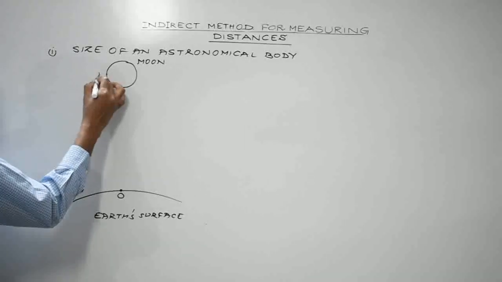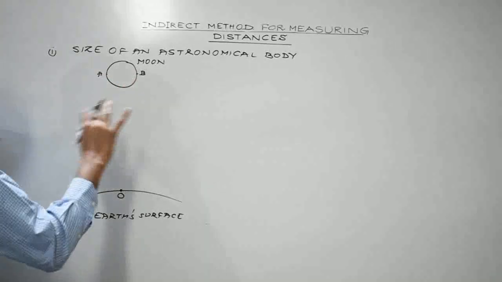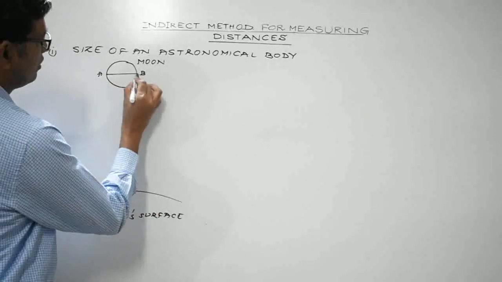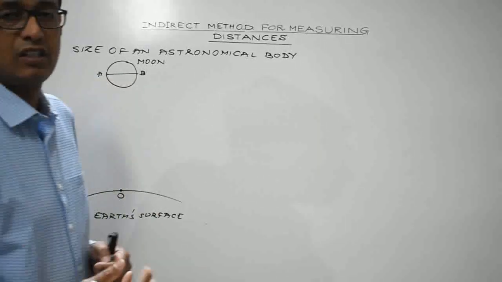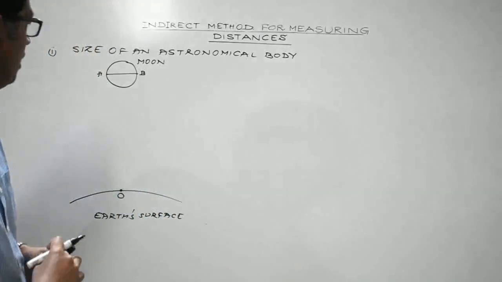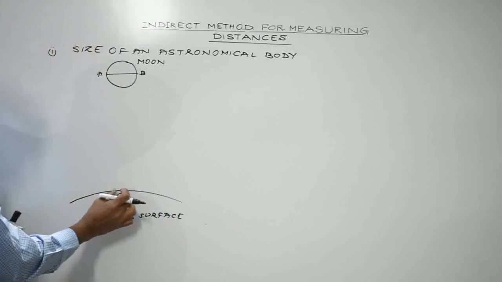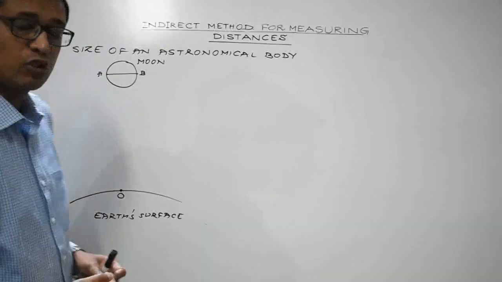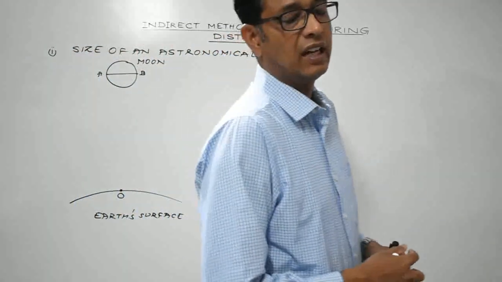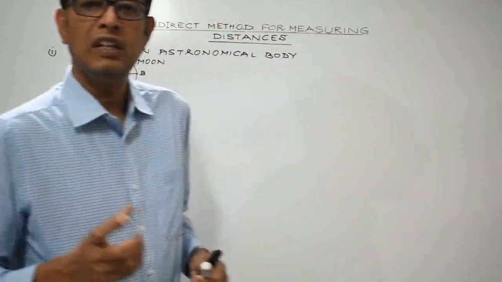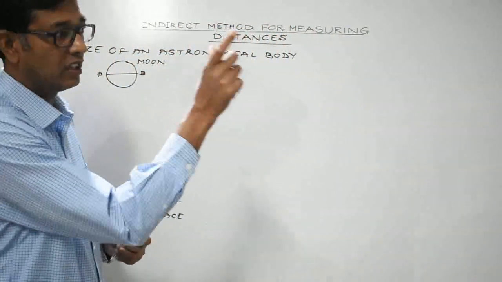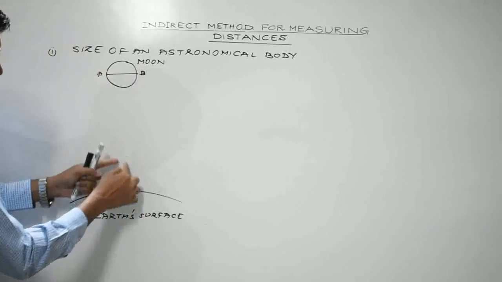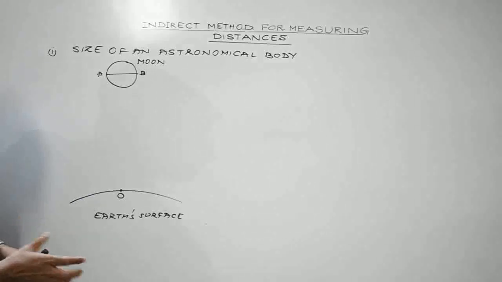Suppose these are the 2 points A and B, diametrically opposite to each other. So AB will be the diameter or size of the moon. Now what to do is, we'll place a high resolving telescope over here. A telescope is an optical instrument that can be used to measure the angular separation between any two given points, right? So these are the 2 points and it can measure the angular separation. That is, this angle can be easily measured.